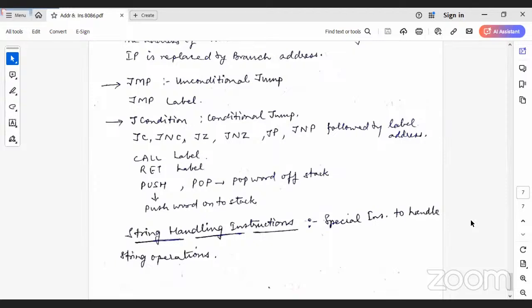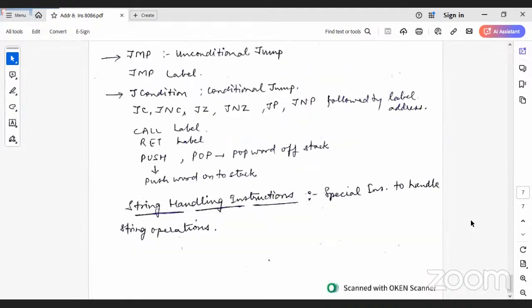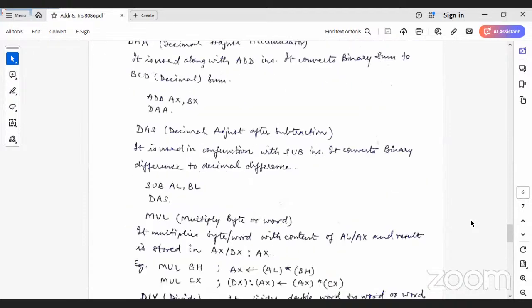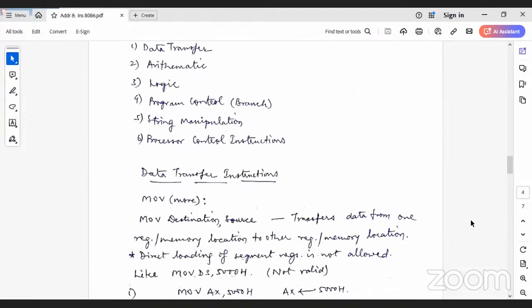Next one more is your process control instructions. So now there are 6 different types of instructions, no? We have seen data transfer, arithmetic, logic, program control, string manipulation. Now process control instructions. These are nothing but they will affect the flags.